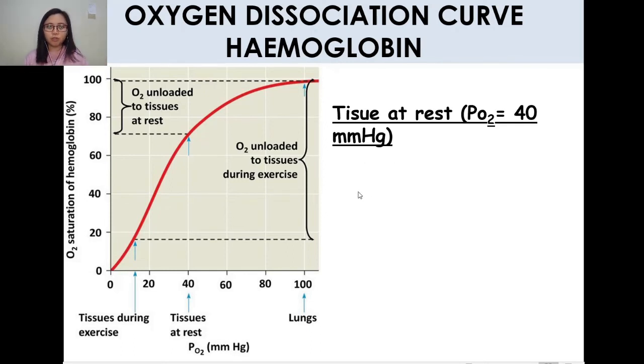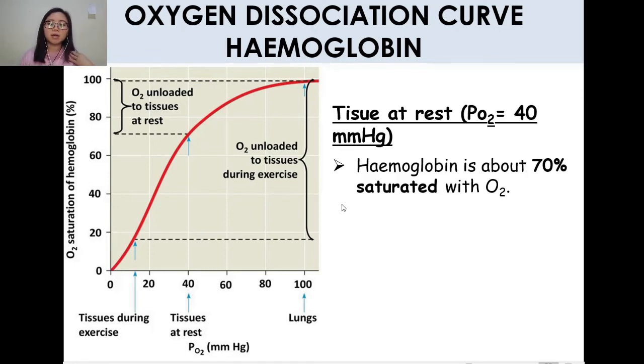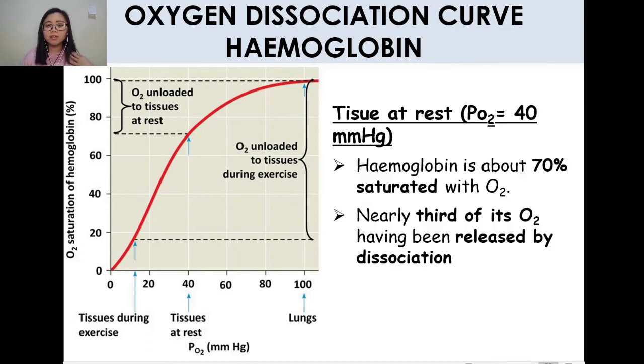When you're at rest, for example, right now, when you're just sitting or when you're standing, your tissues are at rest. The partial pressure of oxygen in your tissues right now is 40 mmHg. What will happen is the hemoglobin is about 70% saturated with oxygen. Nearly a third of its oxygen have been released by dissociation. So at this point, 30% of the oxygen in your blood is released into your tissue. So tissue kita gunakan lebih kurang 30%, yang tinggal dalam darah, oksigen yang tinggal dalam darah lebih kurang 70%.